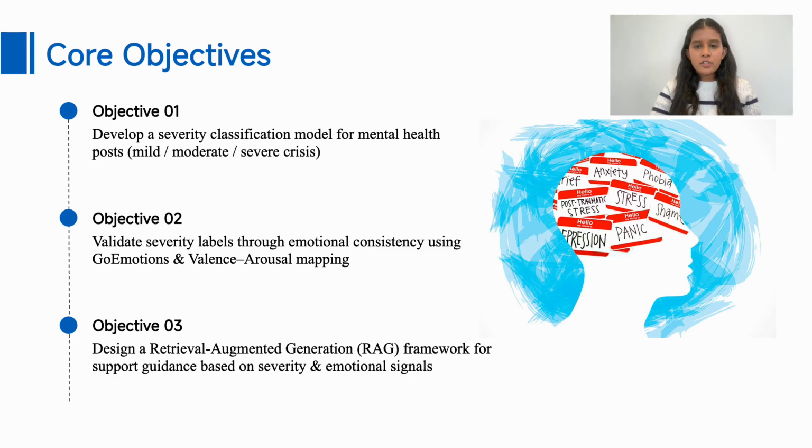Once we had the severity predictions, Objective 2 focused on validating these labels emotionally. To do this, I used emotion probabilities along with the valence-arousal model to check whether the emotional intensity of posts aligned with their assigned severity levels. Finally, Objective 3, which will be my future direction, involves designing a retrieval-augmented generation or RAG-based support system. The idea here is to provide personalized guidance or supportive responses based on the predicted severity and emotional signals, ideally helping users receive not just detection but also meaningful assistance.